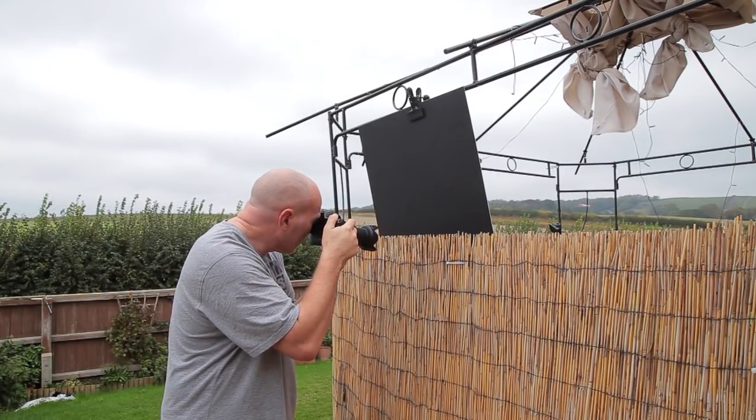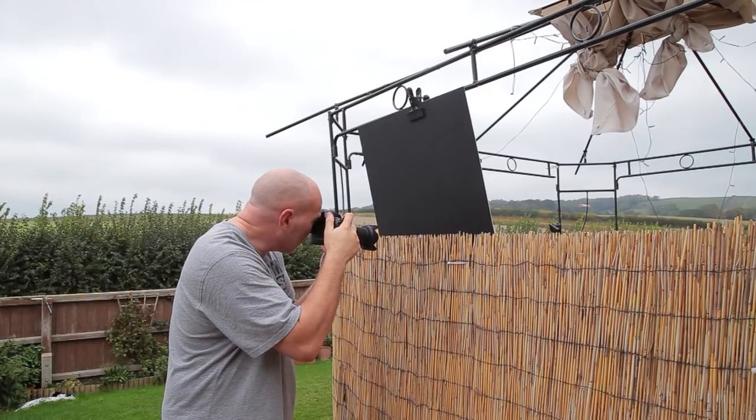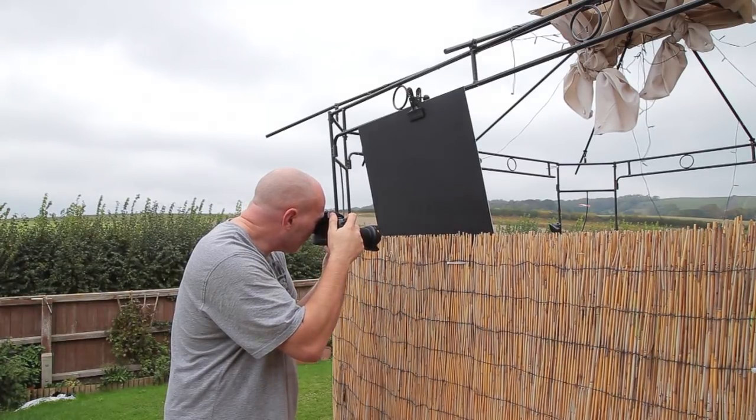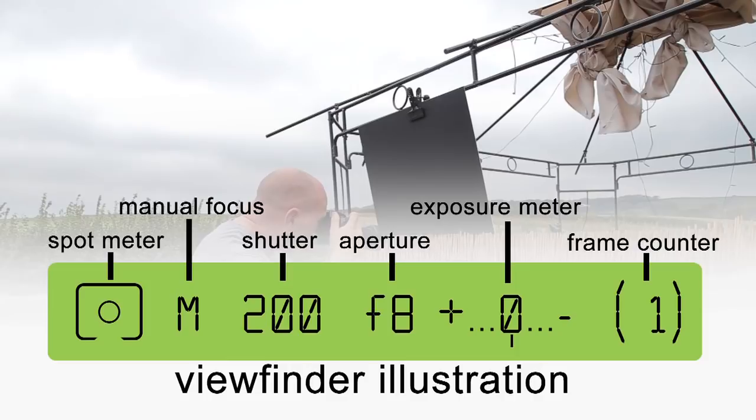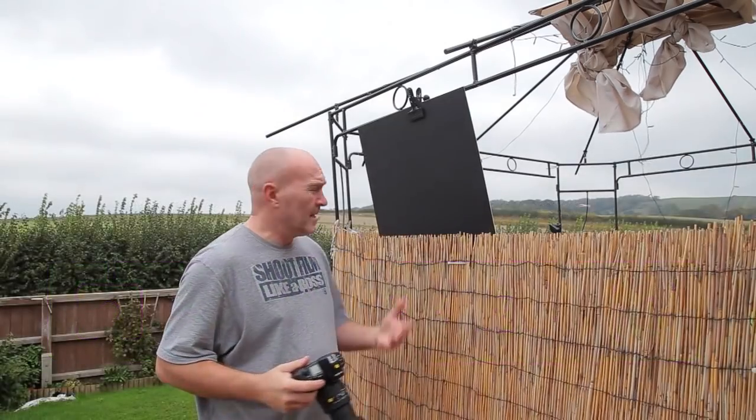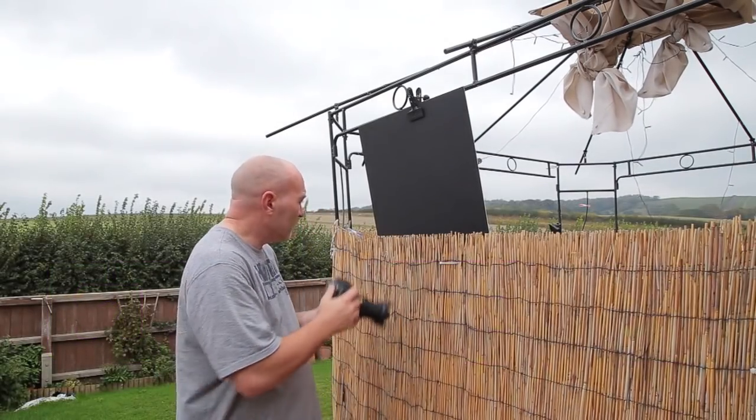And for the 400 speed film I'm using, at f8 it's giving me 200th of a second. So I'm going to take that shot, but I'm also going to go one stop under, one stop over, and see what I get in the darkroom.